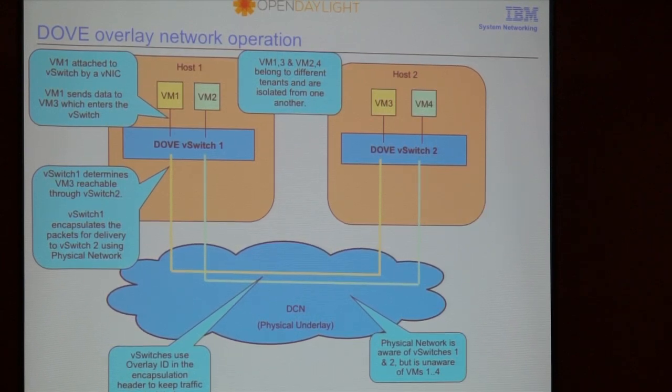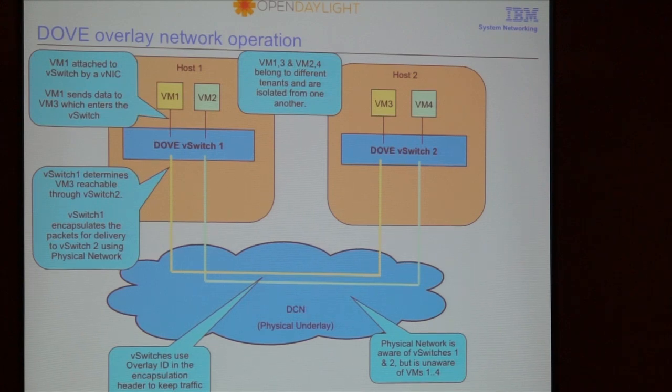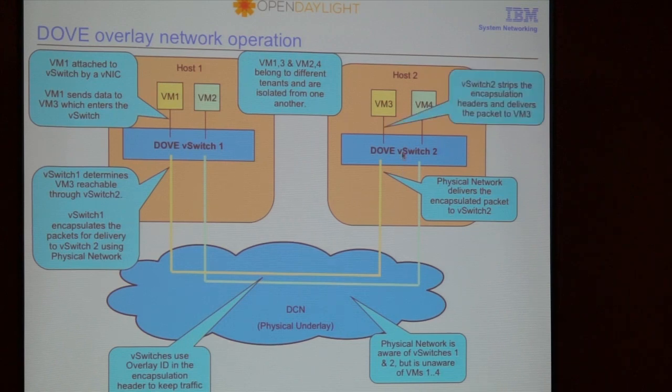You use the overlay ID to basically isolate the traffic logically. The physical networks know about the vSwitch locations and their addresses, but not about the VM addresses, right? So this is another way that you are scaling this. The way this approach scales is that these endpoint addresses, the VMs, aren't exposed on the physical network. It only knows about actual end hosts, or physical hosts. So the physical network delivers the packet encapsulated to the vSwitch. It strips off the encapsulation header, as we said, and delivers the packet to VM3.